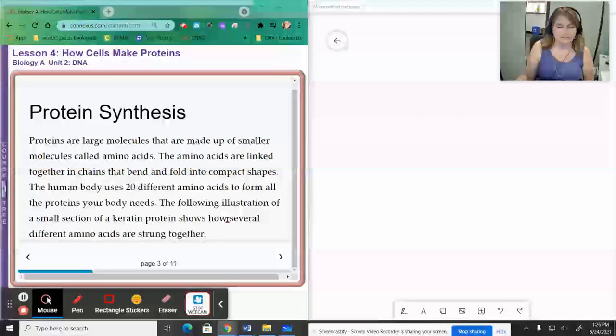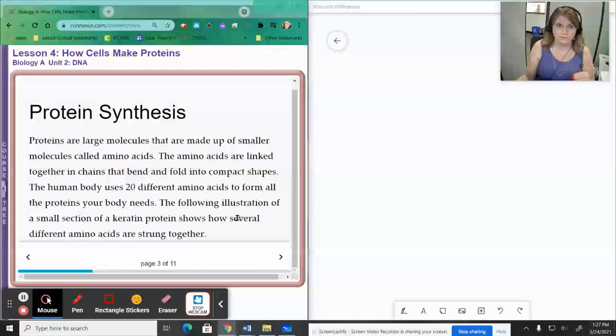So essentially what this lesson is covering is a process called protein synthesis. Protein synthesis is very important because it's the process that your body uses to read the information that's encoded in your DNA and then to make proteins from that.